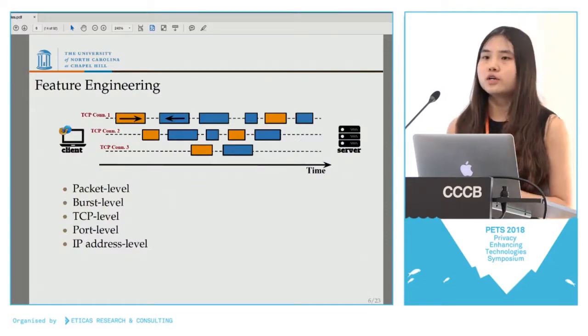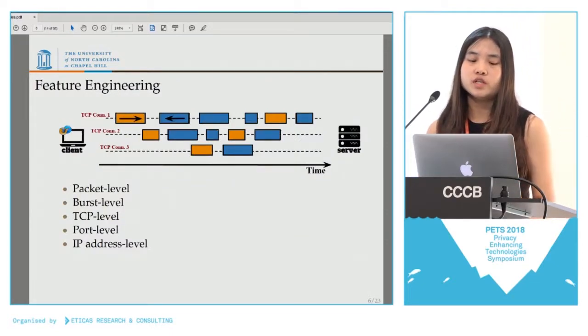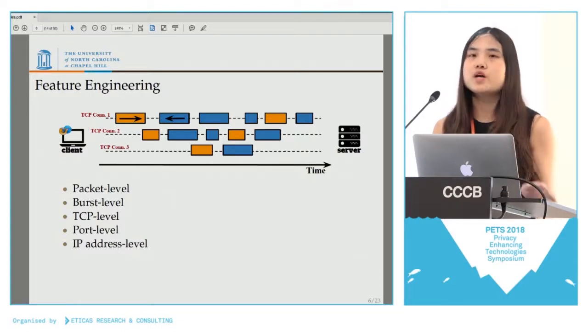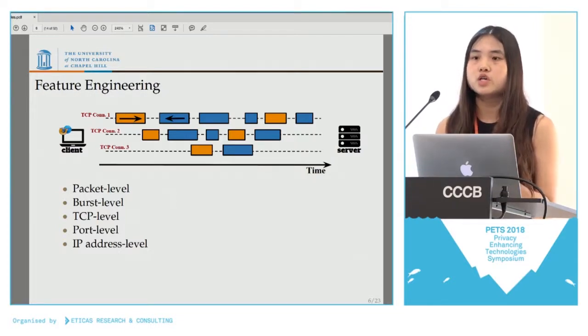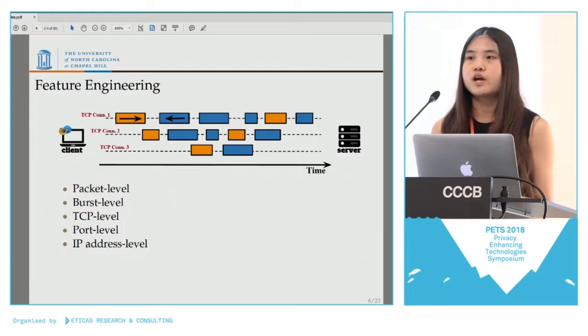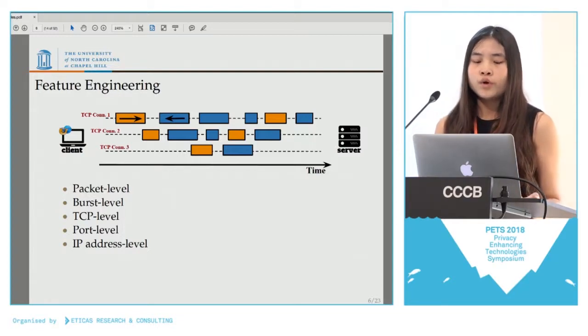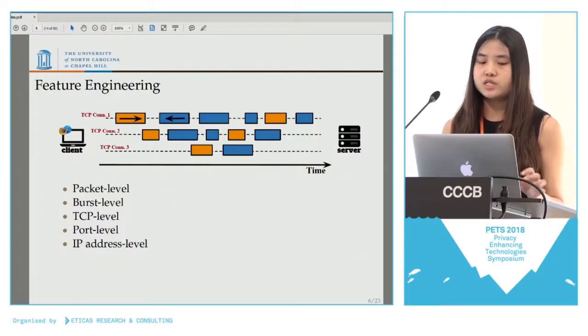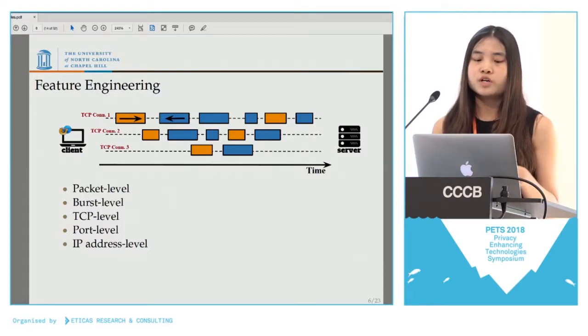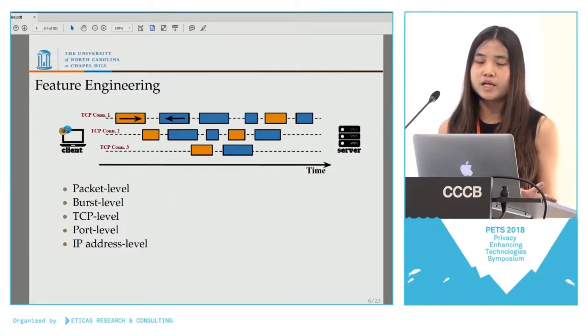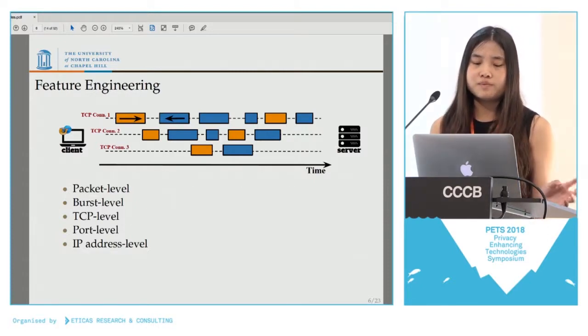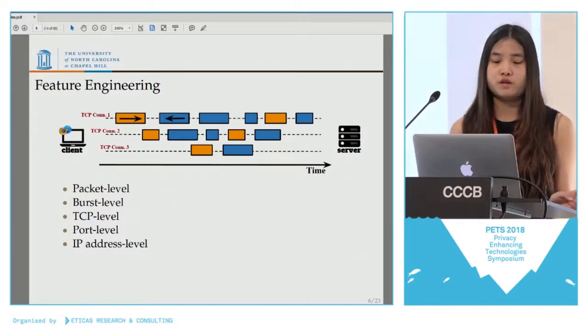Let's first talk about the features we extract in this work. Remember, our goal is to do a relatively exhaustive feature selection, so we need to have as many features as possible. In order to achieve that goal, we organize our feature extraction process in a hierarchical way and extract features from 5 levels. Packet level, which focuses on individual packets. Burst level, for burst information in one TCP connection. And TCP level, port level, and IP address level.